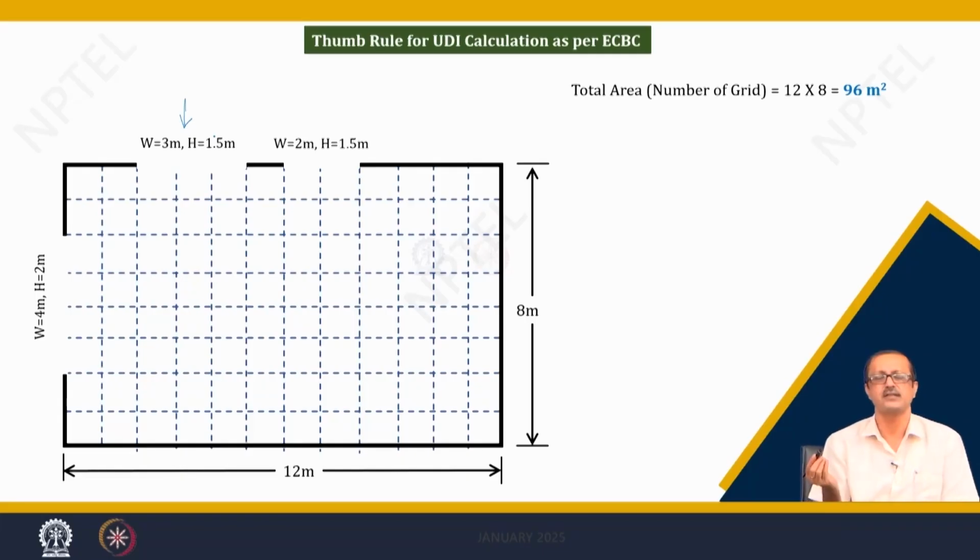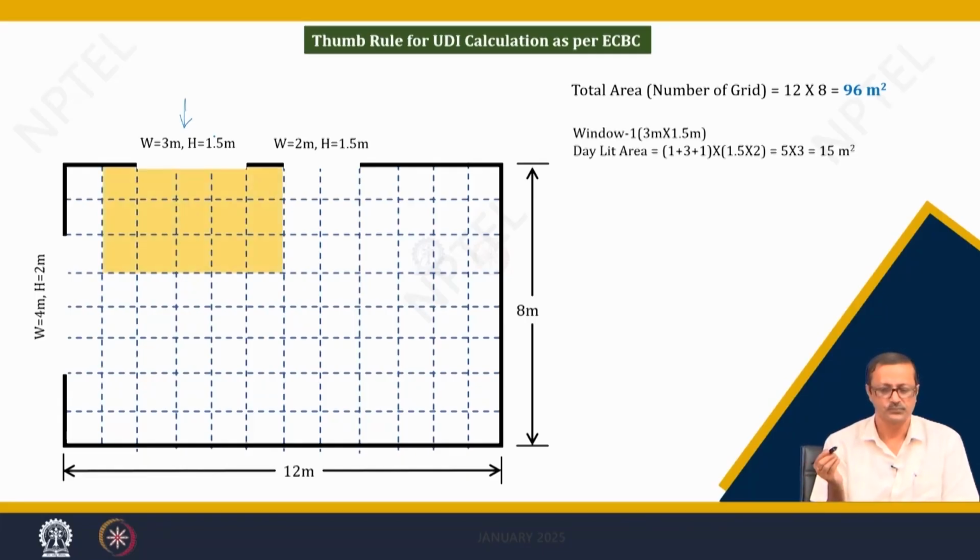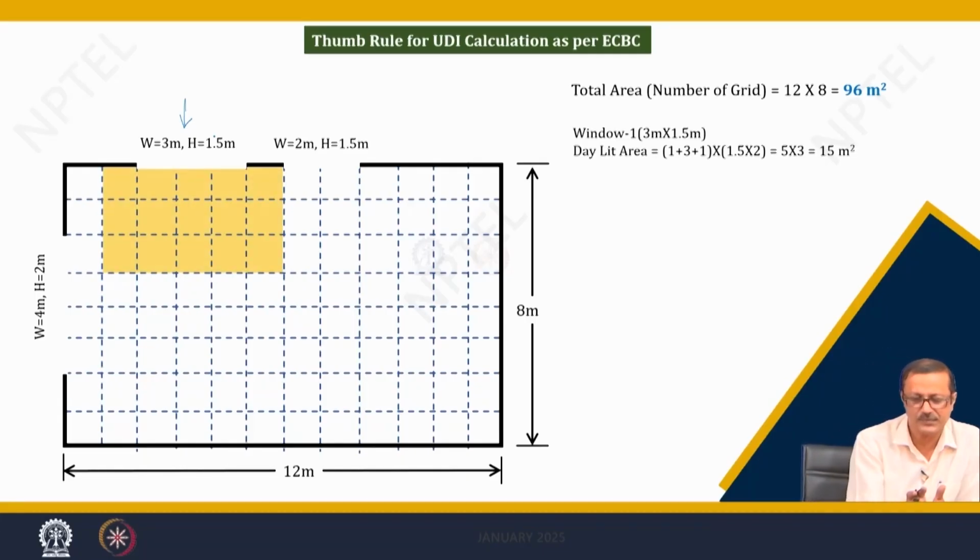So, by the 1 meter rule and the 2h rule, I can say 1 meter on this side, the left and right, and 2h is 3 meter because h is going to be 1.5 meter. So, this is 11.3 meter. So, this will be my daylight area as per the UDI criteria.